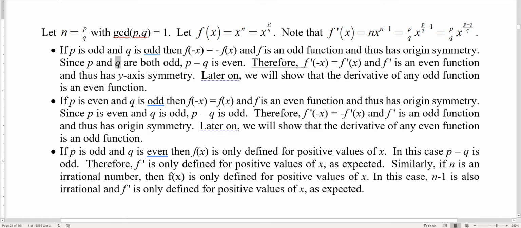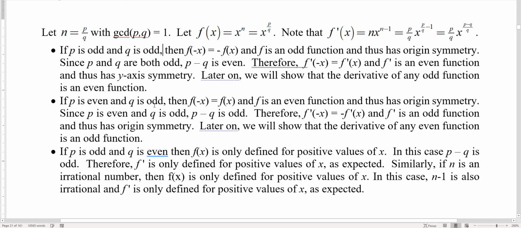If p is even and q is odd, then f of minus x is the same as f of x, and f is an even function, and it has y-axis symmetry.